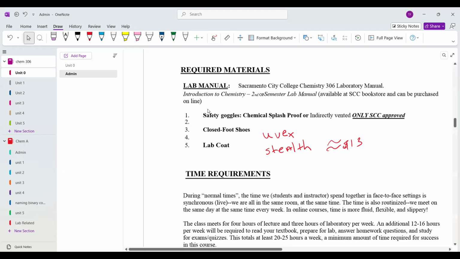Okay, so anyway, those are the required items: goggles, closed-toed shoes, lab coat.